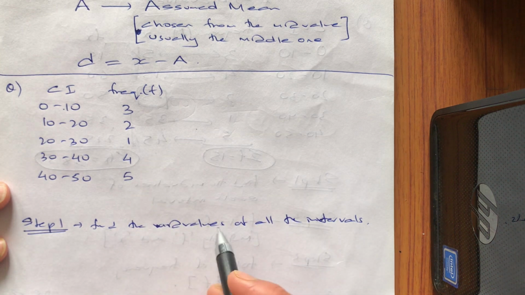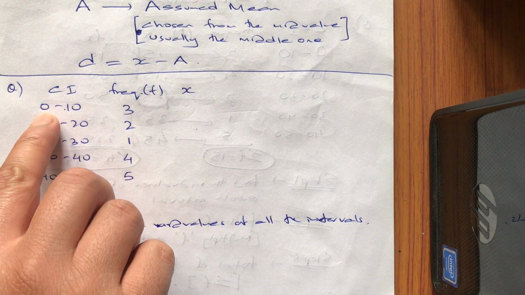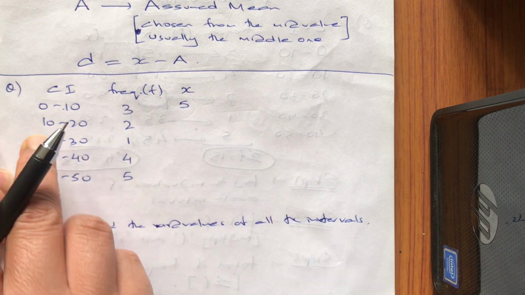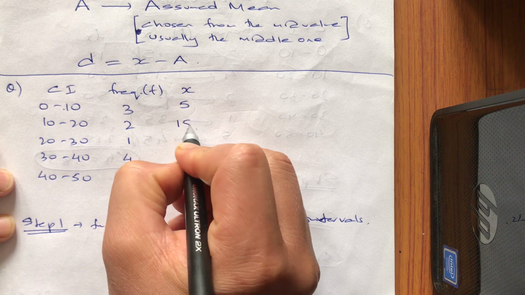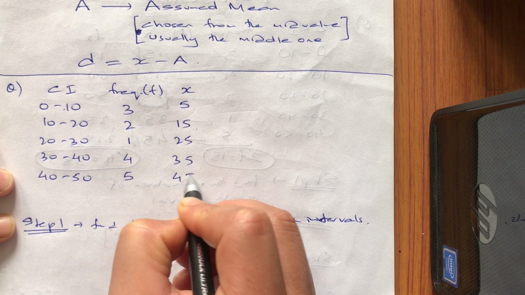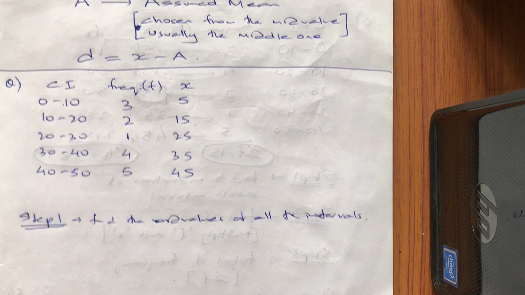Like first it says get the mid value, and I know mid value is named as x. So for the first interval 0 and 10, add them and divide by 2. 0 and 10 gives me 10 divided by 2, 5. 10 and 20, 30 divided by 2, 15. 50 divided by 2, 25, 35, 45. Those are my mid values. Okay, so first I got my mid values.